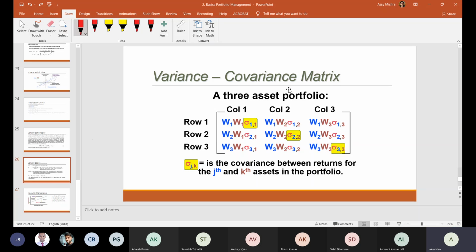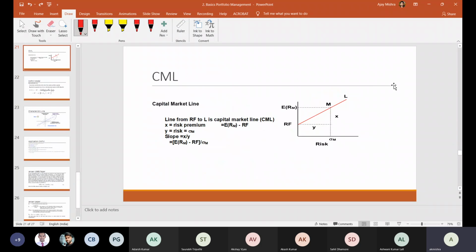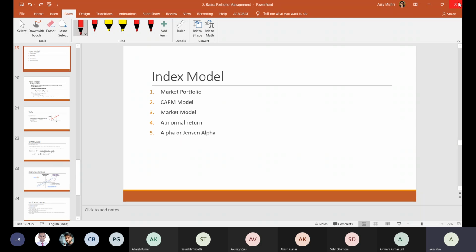So this is what you must have studied in your previous semester or in your basic corporate finance theory, related to two asset classes or initial risk and return concepts.